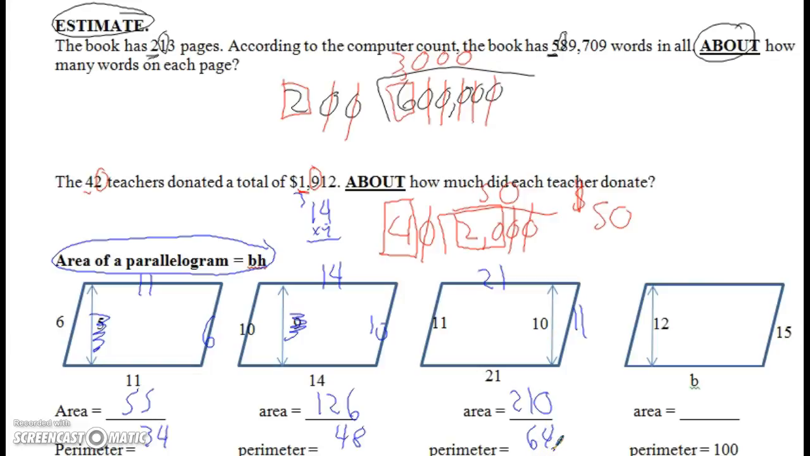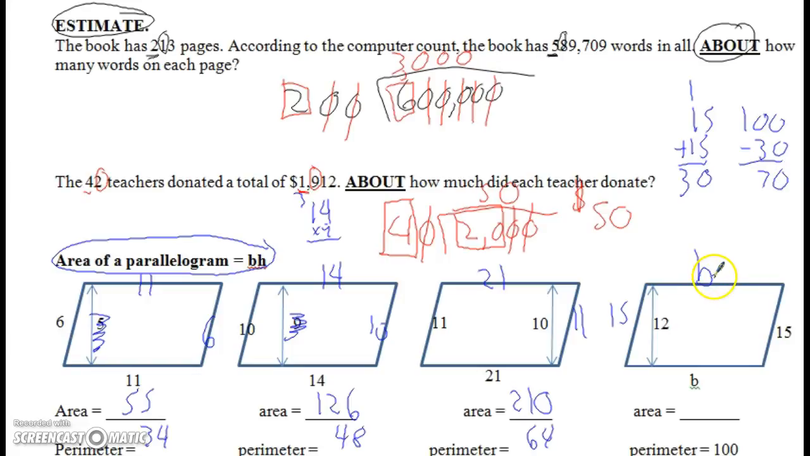And then we have a slightly different problem. I don't know what the base is, so I can't find the area yet. I do know what the perimeter is. It's 100. So I want to put my other sides in that I know. Since the bottom is B, the top also has to be B. The right side's 15, the left side has to be 15. So if I add my two 15s together, I'm now at 30. And the distance all the way around the parallelogram was 100. So 100 minus 30 is 70.